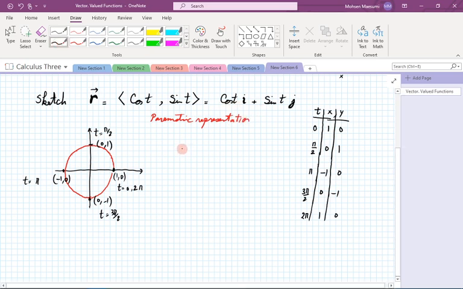Sometimes it's possible to go to an ordinary equation for the curve. So in this case, x is cosine of t, y is sine of t, and of course we notice that x squared plus y squared is equal to 1. So that is a curve, and this is an equation whose snapshot is just that parametric curve.